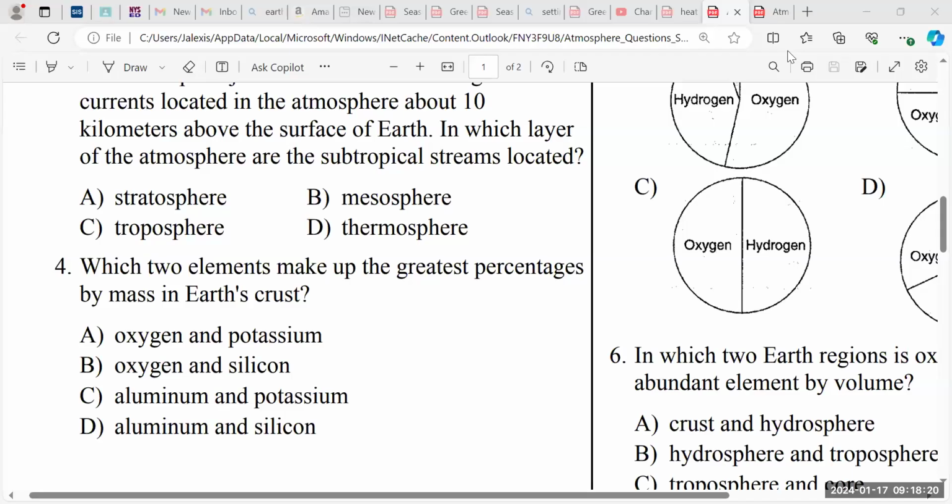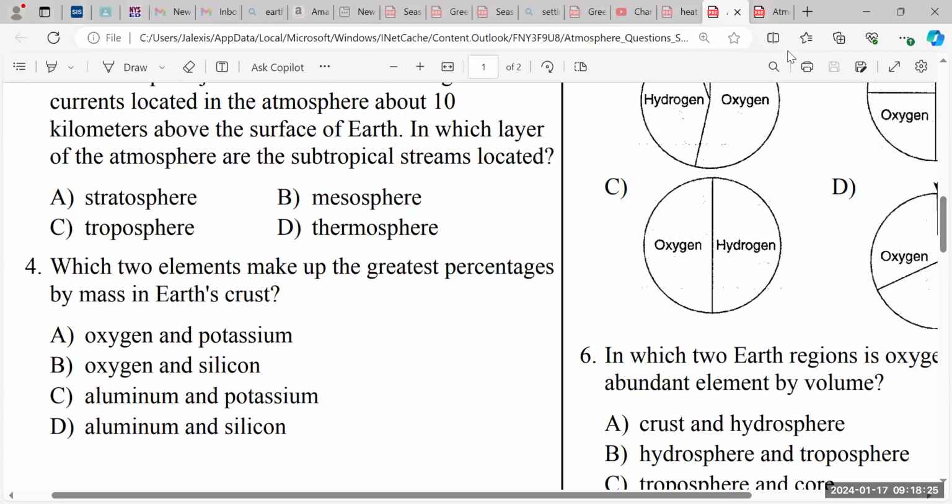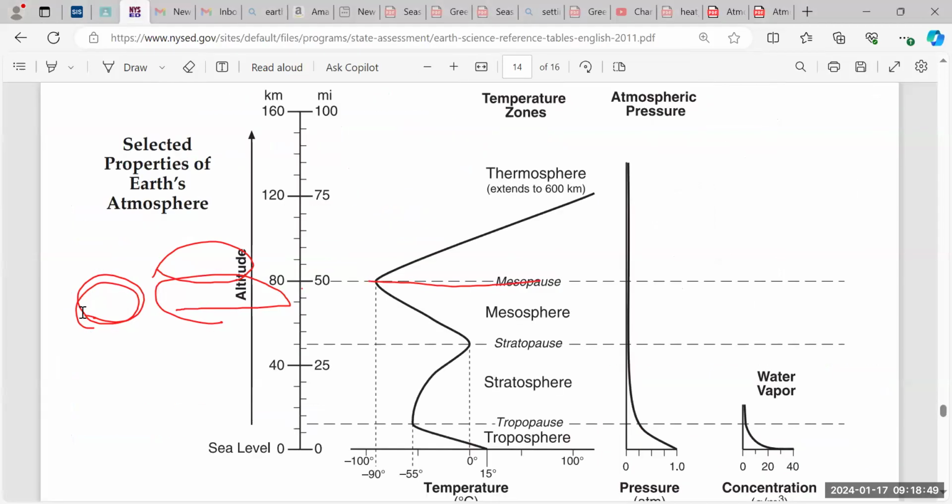Number 4. Number 4 says, which two elements make up the greatest percentage by mass, keyword mass, in Earth's crust? So the keywords I'm seeing: elements, mass, and the Earth's crust. What page of the reference table am I looking at that talks about the Earth's crust and the elements in the Earth's crust? Well, we have to go to page 1.